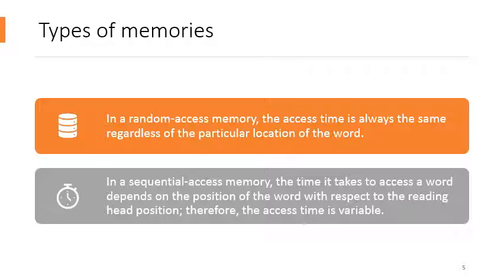In random access memory, the access time, basically the time required to access a particular location in a memory, is always the same regardless of the particular location of the word. Whatever the access time of any word location is, it is the same and cannot vary. That is the time required for the processor to access any location in a memory.